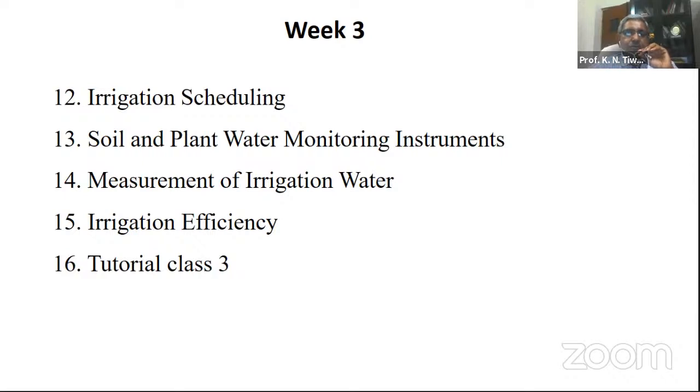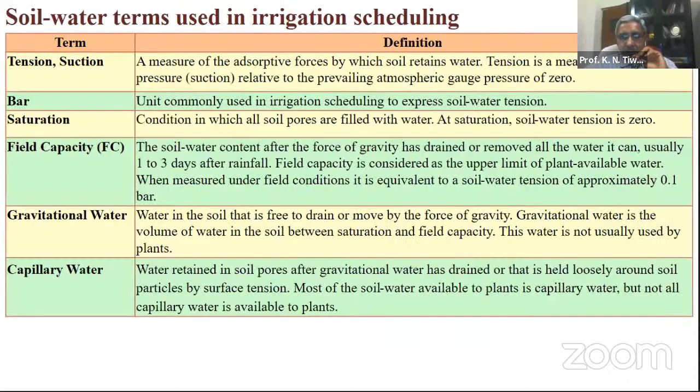We completed soil, plant, water monitoring instruments. We also discussed how to measure irrigation water. We also dealt with irrigation efficiency, and on all these 4 topics, we solved numerical problems. On these particular topics, Mr. Rahul Singh asked: not all capillary water is available to plants. Please explain more.